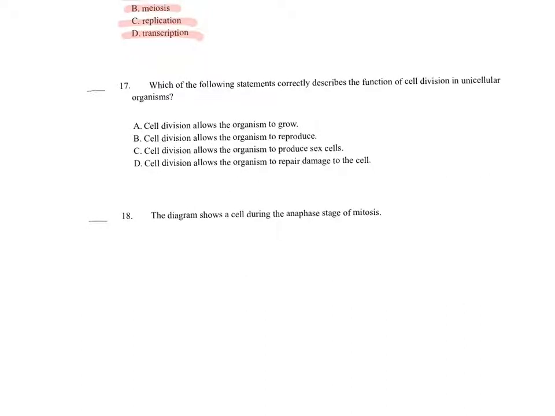Which of the following statements correctly describes the function of cell division in unicellular organisms? I want to point this out. A lot of people got this wrong because they didn't understand this, right? Unicellular organisms. So cell division allows organism to grow. Unicellular, growing using mitosis? No, that's not right. Because cell division allows organism to reproduce. That is correct. It is B. Cell division allows organism to produce sex cells. They don't produce sex cells because they're only one kind. They're only a single cell. Cell division allows organism to repair damage to the cell. No. All right? Those other reasons are true for multicellular organisms. Are we clear? For animals, plants, fungi that are multicellular, that is all true.